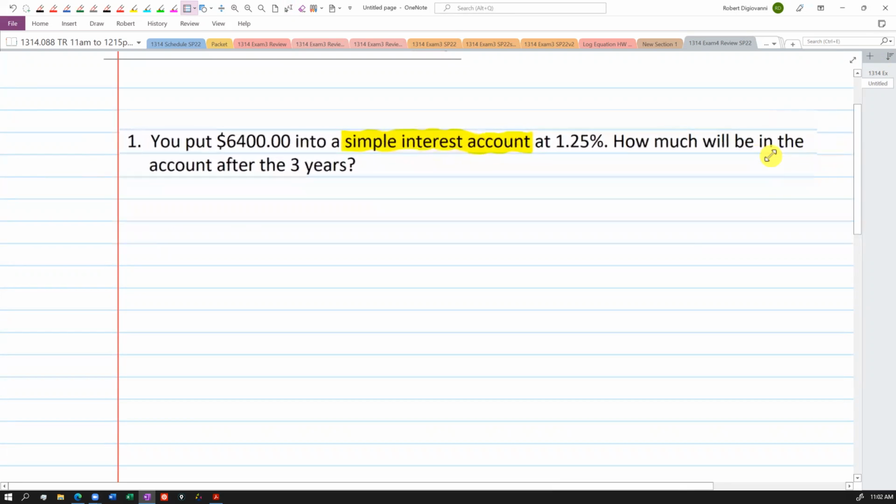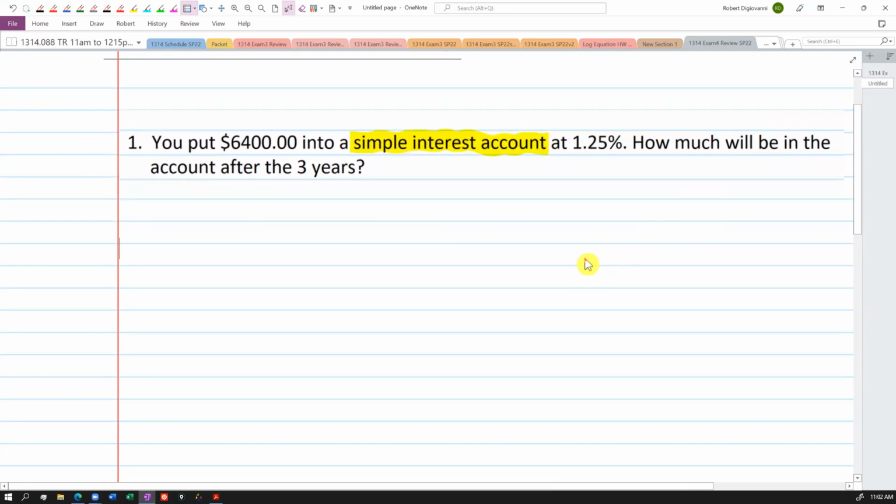All right, so what formula is that again? What's the formula for this that we need? A equals P times e raised to the r times t. So that's our shampoo formula for simple interest. We just need to identify the things that we're given here.